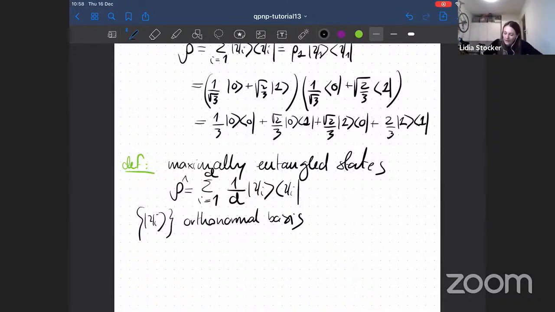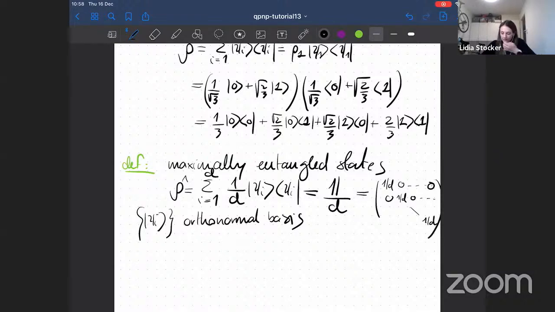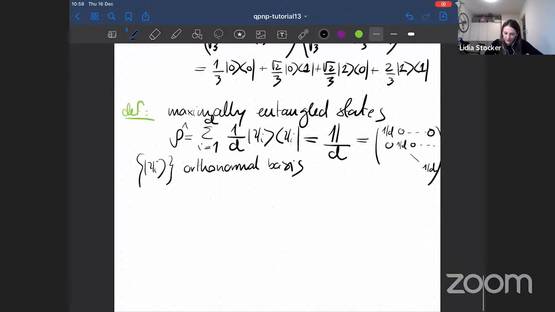the state. So in this case, the density operator of this state is given by the identity operator over d. In matrix representation, we will have 1 over d: all of the non-diagonal elements are 0, and the diagonal elements are 1 over d. Now, these density operators have some properties, which we will see now, and then we will have a break.